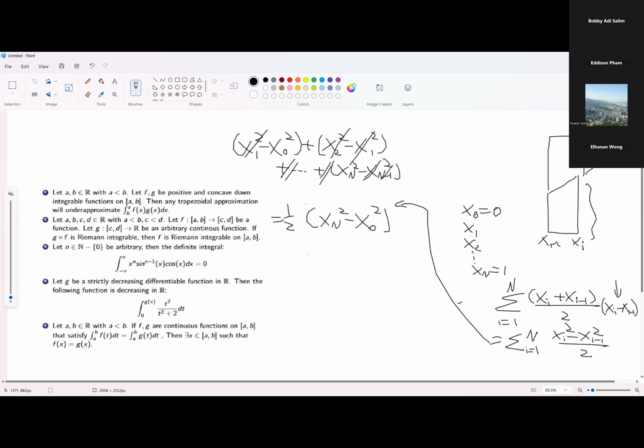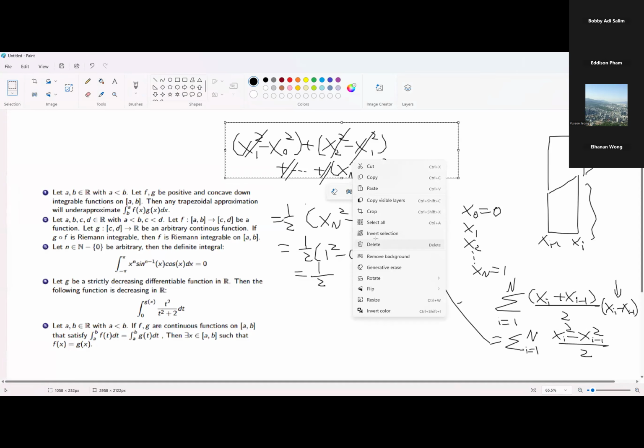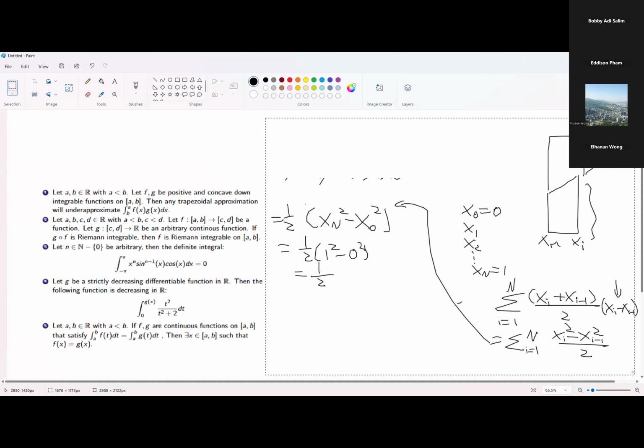Can anyone tell me? What is b and what is a? Because remember, we're working with, sorry, my mouse is tweaking out. Yeah, exactly. It's 1 and 0. Yep, that's correct. So you get 1 squared minus 0, over 2, which is 1/2. Is this an under approximation? No, it's not. So that's how you would show that this is false, although on an exam, you wouldn't have to justify anything at all.